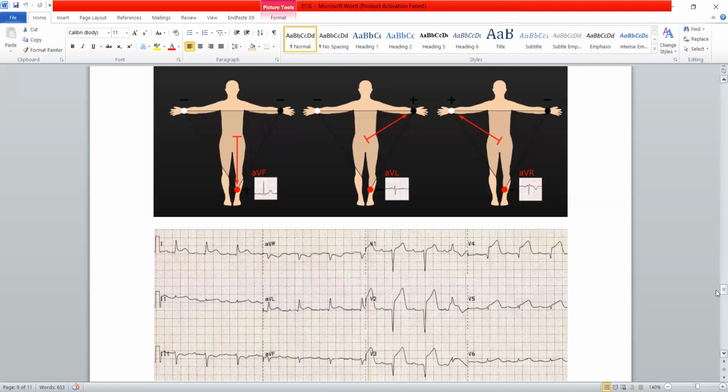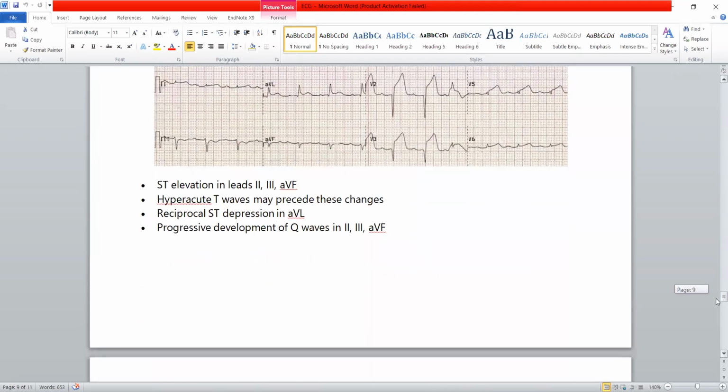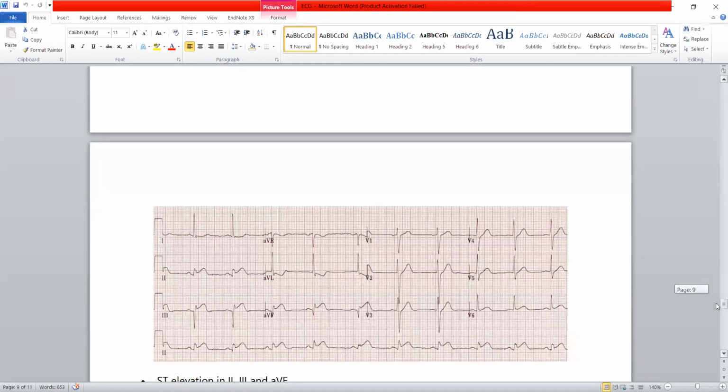Now let's discuss another ECG. I forgot to tell you about lead 3. Look at lead 3. The ST segment is depressed in lead 3. So if the ST segment is below the reference line, then we call it ST depression, and if it's above the reference line, which is TP segment, then we call it ST elevation. Now look at this ECG.